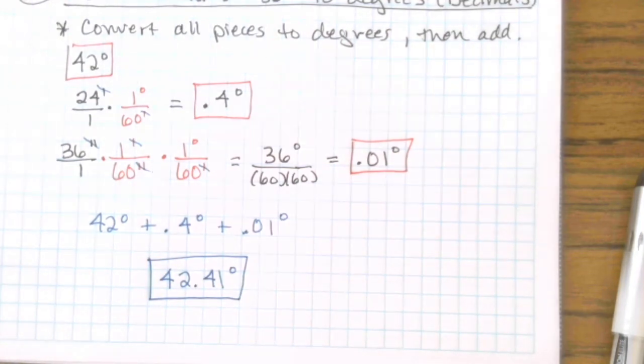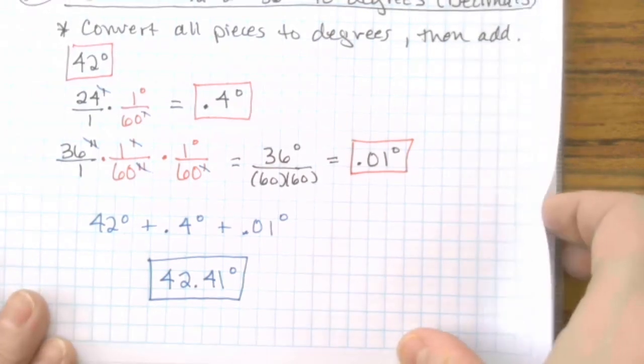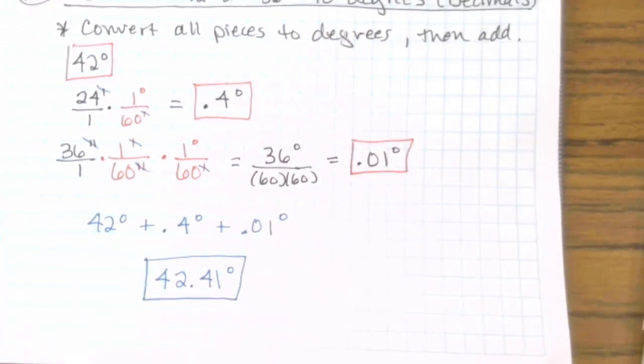All right, so that's pretty much what we're going to be practicing, is how to graph basic angles in degree notation and radian notation, how to convert between degrees and radians, and how to use degree, minute, second notation.